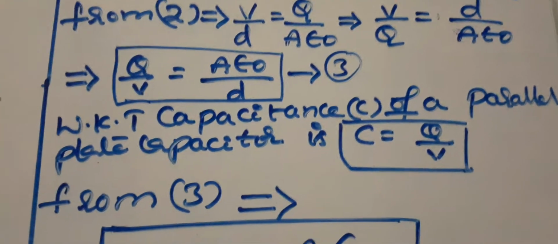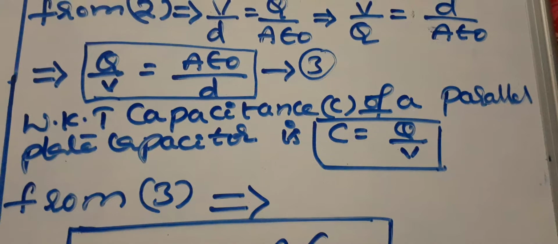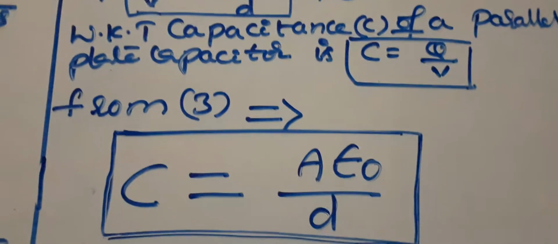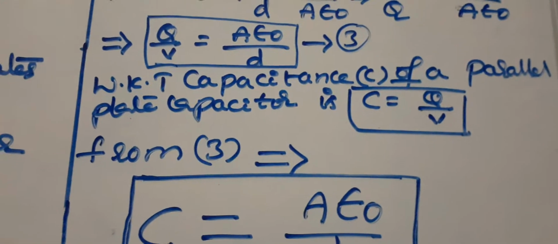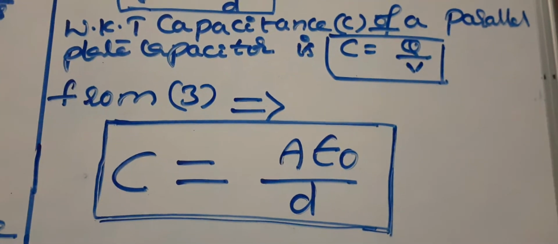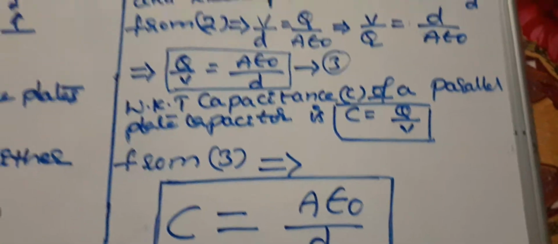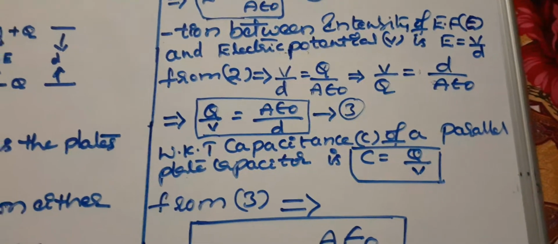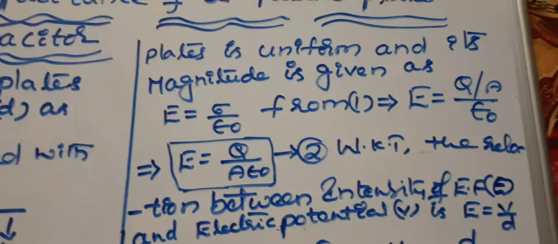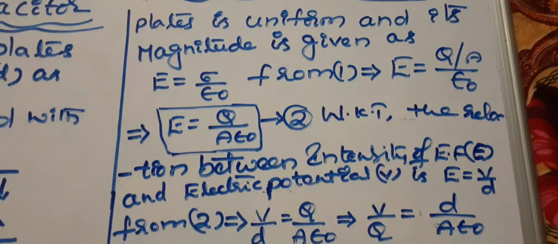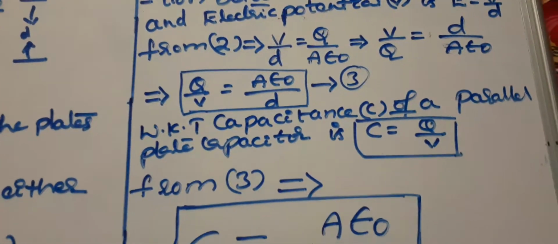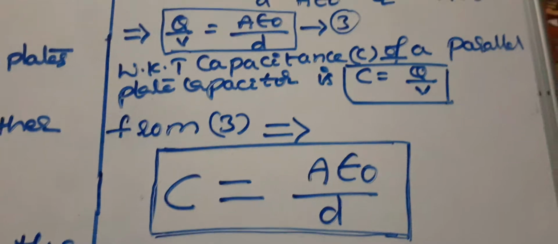We know that the capacitance C of a parallel plate capacitor is given by the formula Q by V. So in the place of Q by V we write C, capacitance. The formula is C equals A epsilon naught by d. So this is the formula for the capacitance of a parallel plate capacitor, students. You can see again from here to here. This is the most important question.